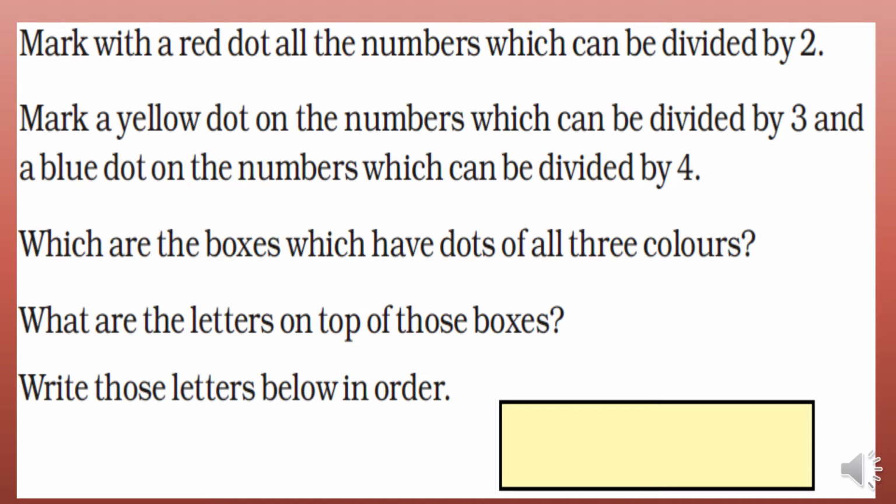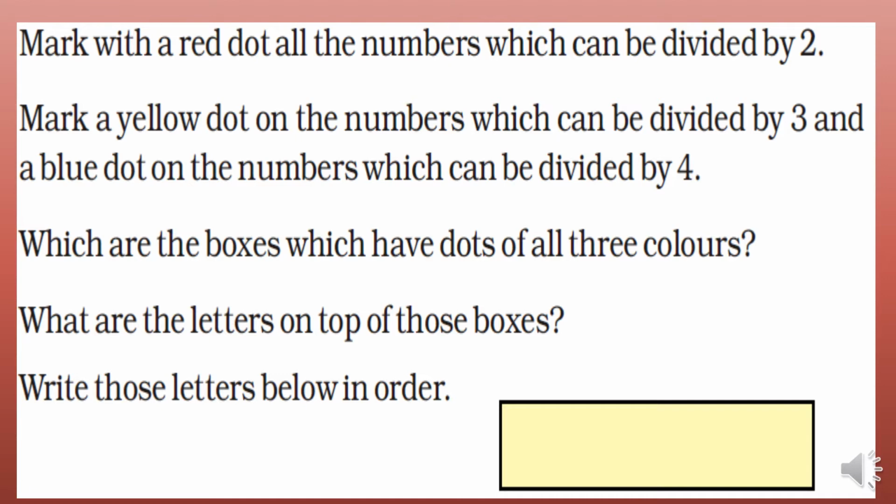Then mark a yellow dot on the numbers which can be divided by 3. So which are the numbers? You know the multiples of 3, the table of 3 also. So 3, 6, 9, 12, 15 and so on. And a blue dot on the numbers which can be divided by 4. It means 4, 8, 12, 16. So the table of 4. You have to do this with blue dots.